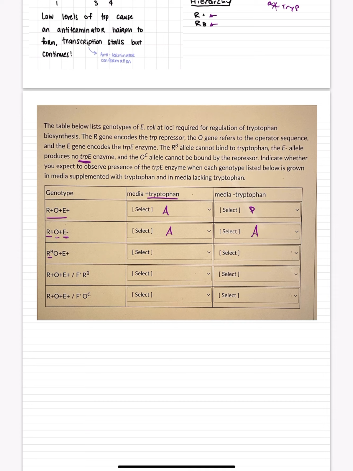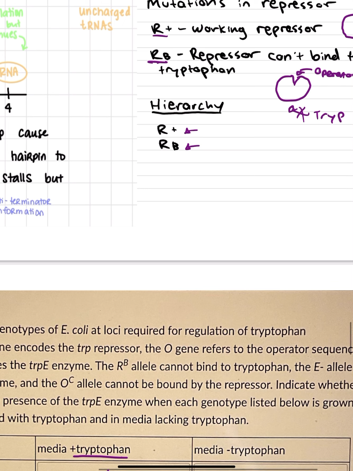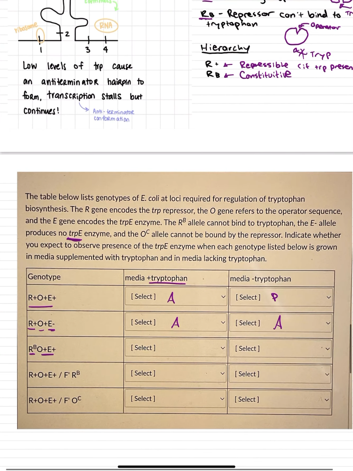All right, going on to this problem, we have RB, a mutated repressor, and everything else is functional. RB is going to result in constitutive expression, which I probably should have written down here. Since tryptophan cannot bind to it, R plus is going to result in repressible expression if there is tryptophan in the environment. So this will produce constitutive expression, meaning that expression is always going to occur. So we will have expression occurring if tryptophan is present in the environment and if there is no tryptophan in the environment.